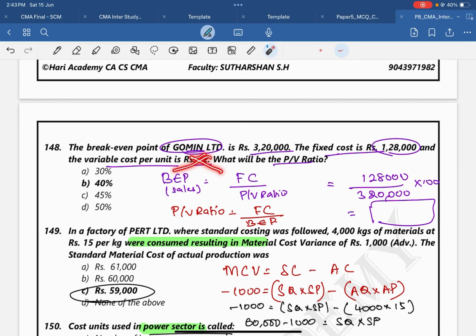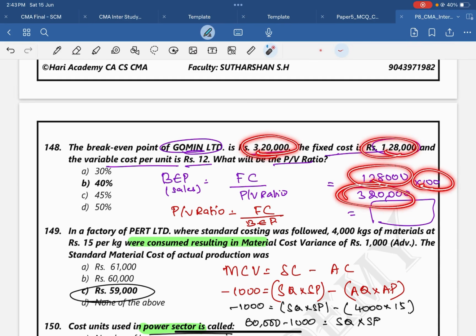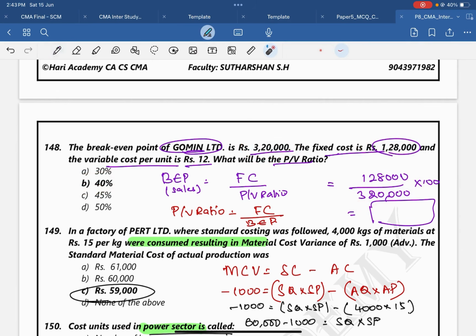Without this variable cost computation, you will do: break-even point is 3,20,000, fixed cost is 1,28,000. So 1,28,000 divided by 3,20,000 into 100 will give you 40%. Very simple. So without referring to this part, we have completed the answer. Whenever there is a break-even point and the fixed cost is given, when there is a requirement of PV ratio, what you will do? 1,28,000 divided by 3,20,000 into 100, you will get 40%.